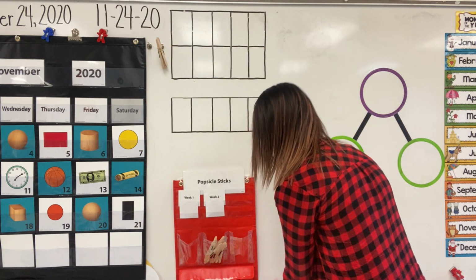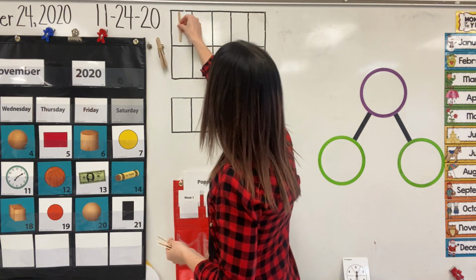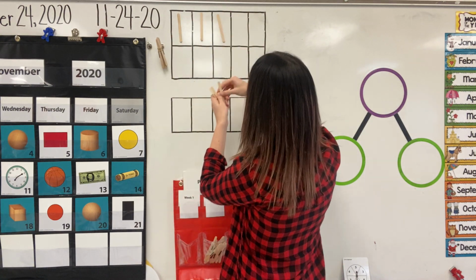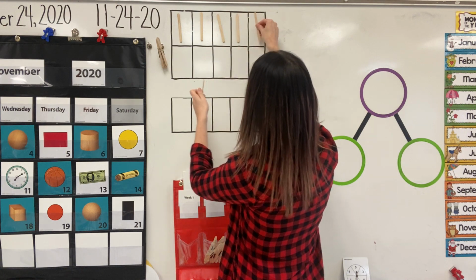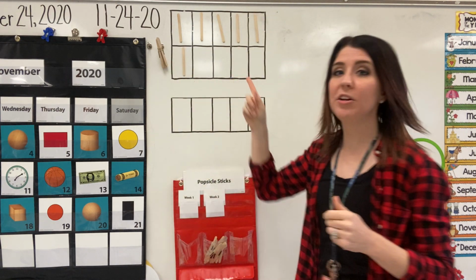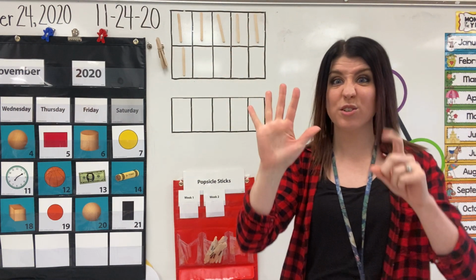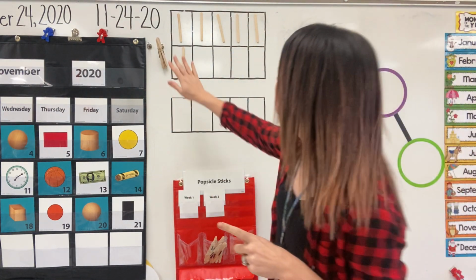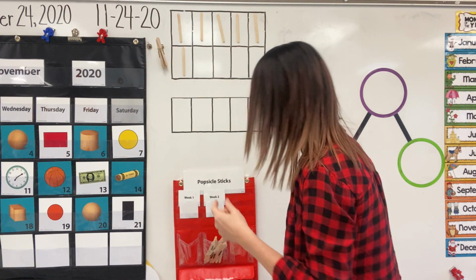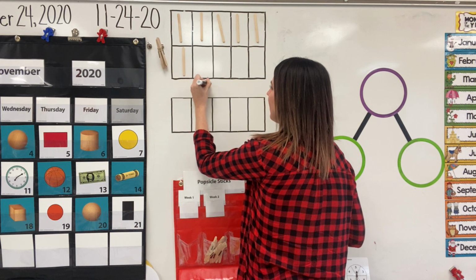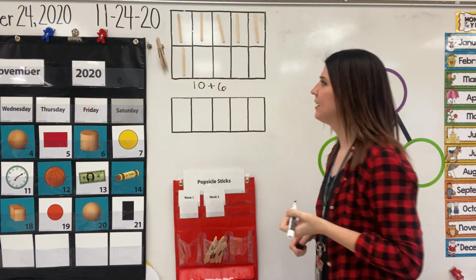Now I'm going to put the rest into the 10 frame. So there's one and another one. Another one. Okay, so how many do you see in the 10 frame right now? There's 6. There's 5 and one more, so that's 6. So we have 10 and 6. Does anybody know what number is made of 10 and 6?